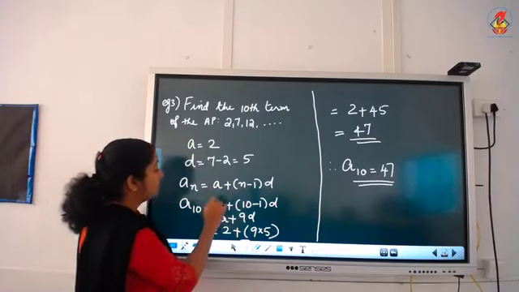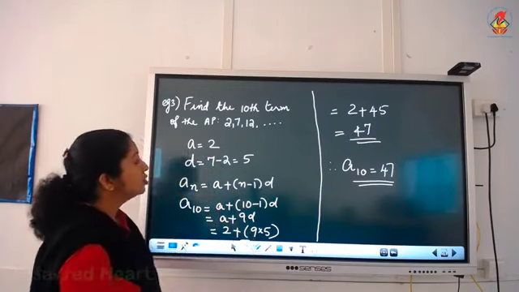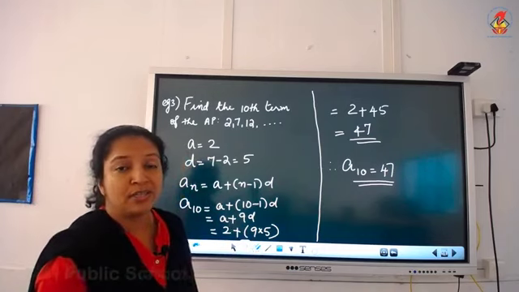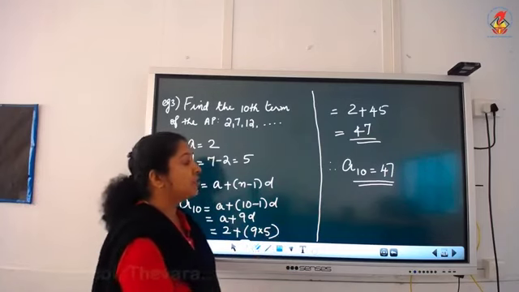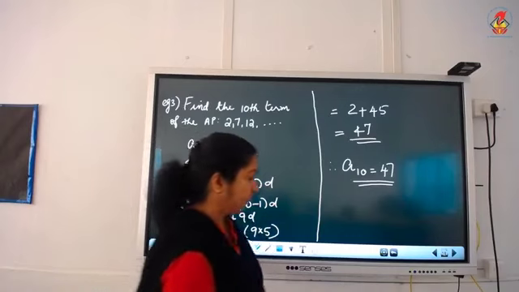So A10 is equal to A plus 10 minus 1D, A plus 9D, which is equal to 2 plus 9 into 5. That means 2 plus 45, which is equal to 47. Write the final answer again. So the 10th term, A10, is equal to 47.